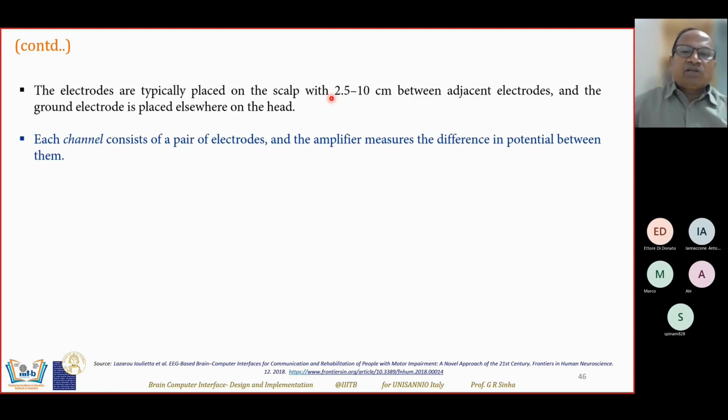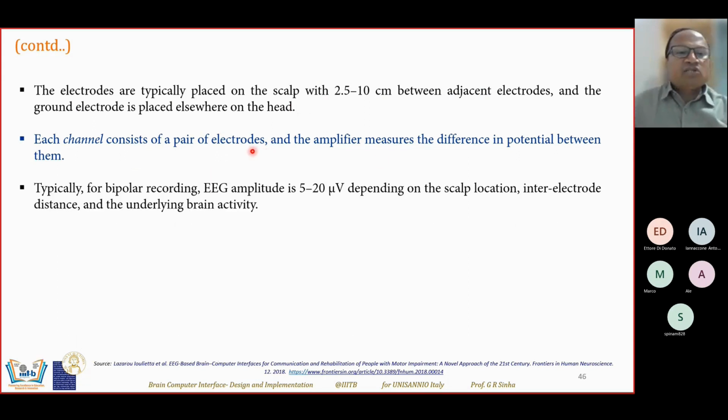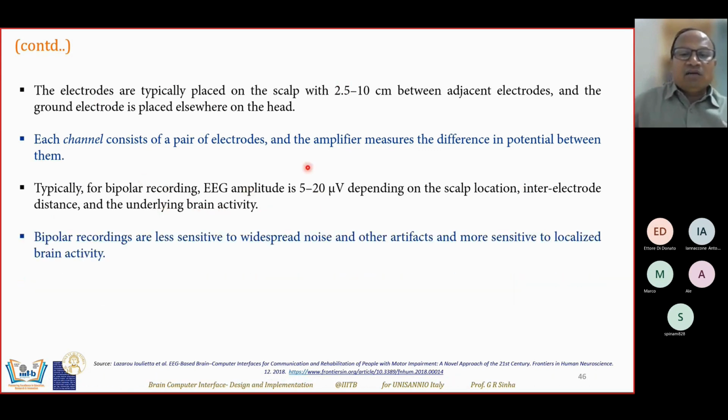Electrodes are typically placed on the scalp with 2.5 centimeters to 10 centimeters between adjacent electrodes. So between two adjacent electrodes, this may be the spacing, and the ground electrode is placed elsewhere on the head, anywhere. The channel consists of a pair of electrodes and an amplifier. The bipolar recording amplitude is generally 5 to 20 microvolts, depending on scalp location, inter-electrode distance, and what brain activity is being recorded, EEG. We have already seen the voltage range is 5 to 20 microvolts. Bipolar recordings are less sensitive to widespread noise.